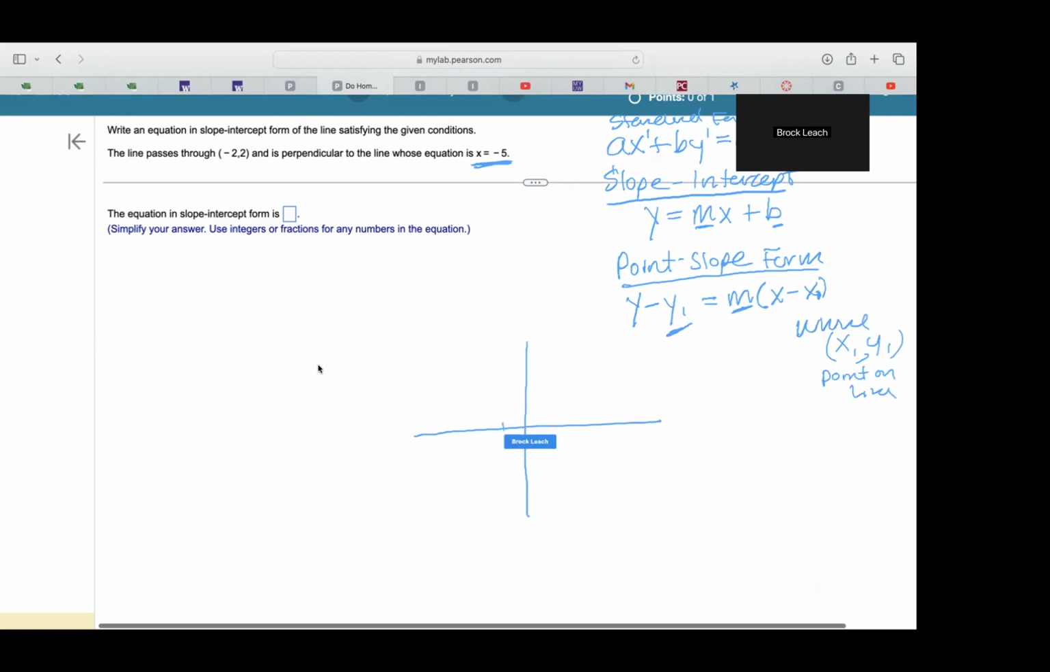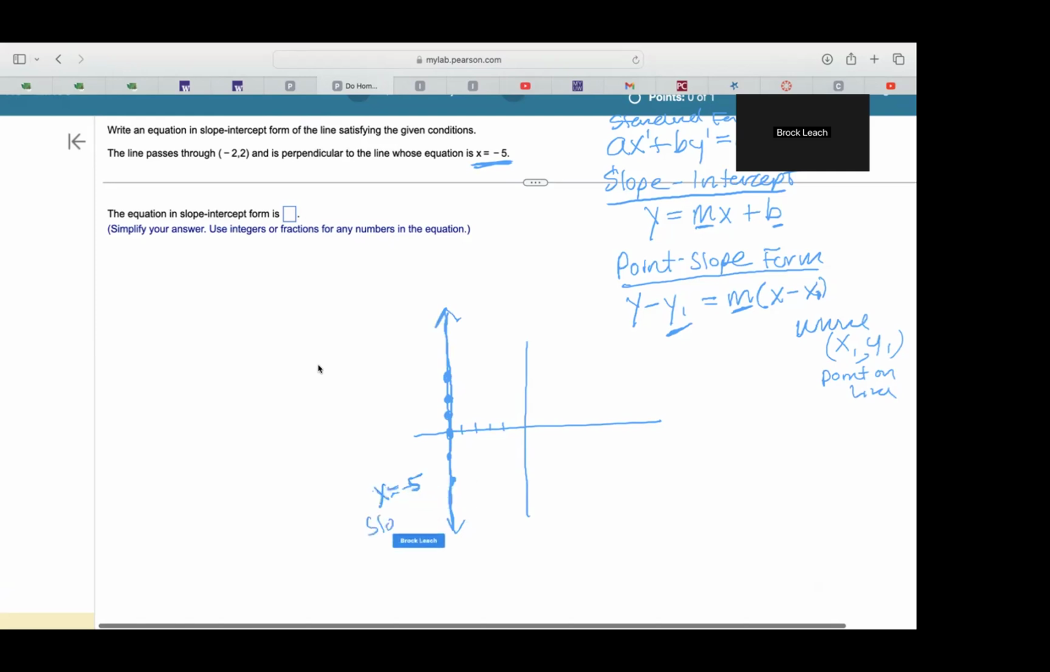x equal to -5. 1, 2, 3, 4, 5. This is where x is equal to -5, but it's not just there. x is equal to -5 all along here. This would be -5, 1. This would be -5, 2. This would be -5, 3. So this is the place where x is equal to -5. In 2 dimensions, it's a vertical line.